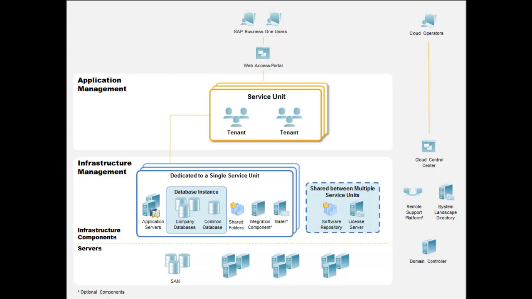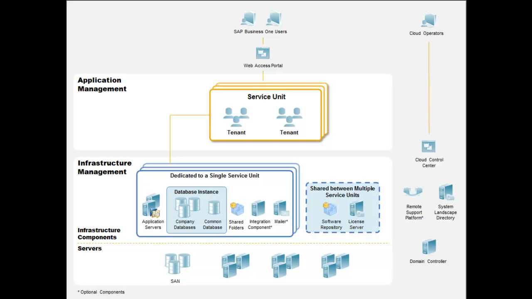The basic unit that we work with in SAP Business One in a hosted model, in a cloud-based model, is what we call a service unit. Now, a service unit is, if you like, a collection of tenants that access infrastructure. And you can have as many different service units as you want. You can have one service unit, for example, that's on Business One 8.82, one service unit that's on Business One 8.81, one service unit that's on SAP Business One 8.83.